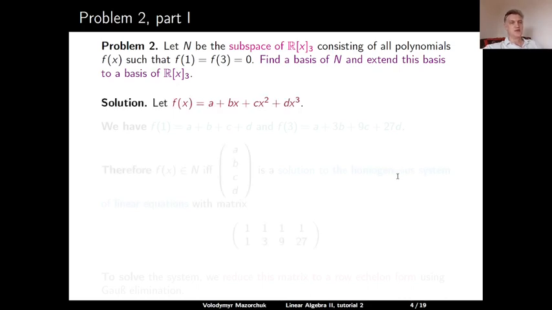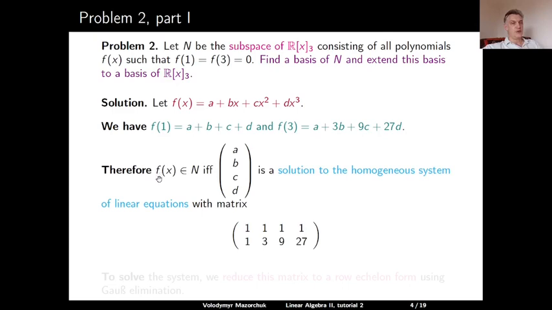Solution. Consider an arbitrary polynomial f of x written in the standard form a plus bx plus cx squared plus dx to the power 3. So this is an arbitrary element in R[x] sub 3. The value of this polynomial at 1 is equal to a plus b plus c plus d, and the value at 3 is equal to a plus 3b plus 9c plus 27d.